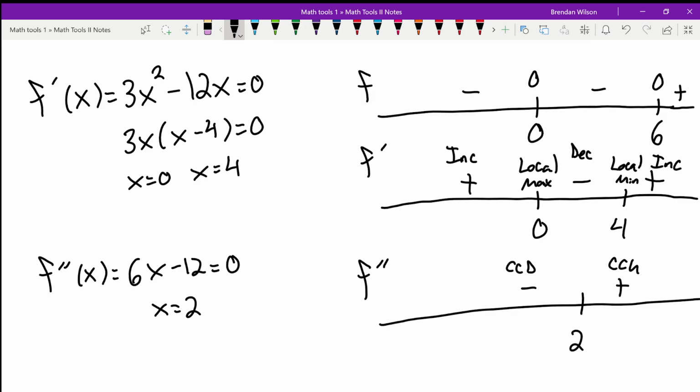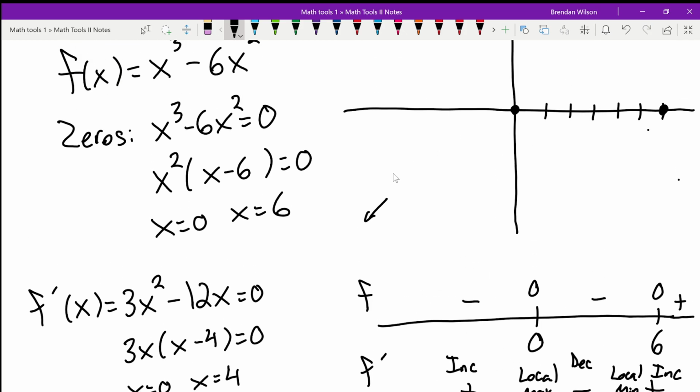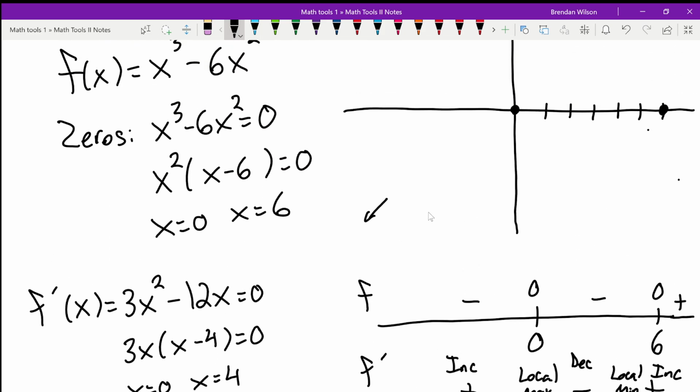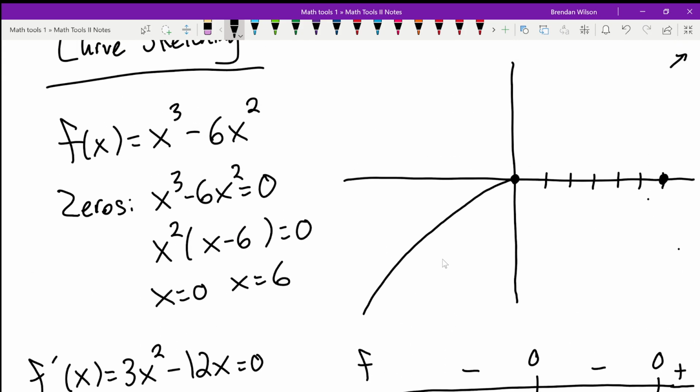So all of this together, we can get a pretty good sketch of this graph now. Okay, so over on this side, before that first 0, we know that the function is increasing, and we know that it's concave down. Okay, so maybe it'll look something like this. After 0, it's still negative. It's now decreasing, and it's still going to be concave down until 2.